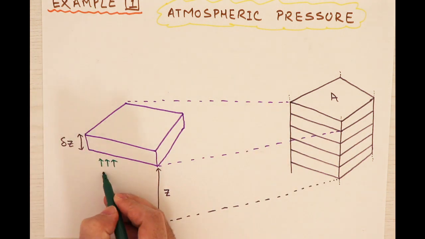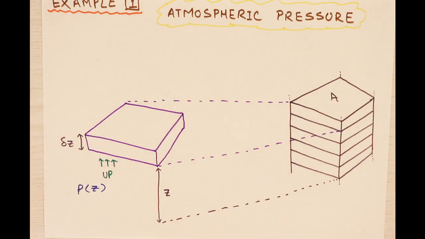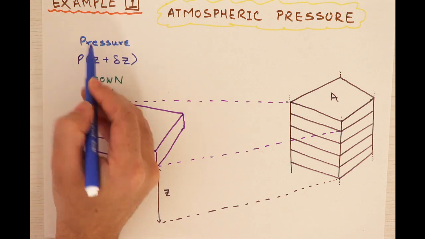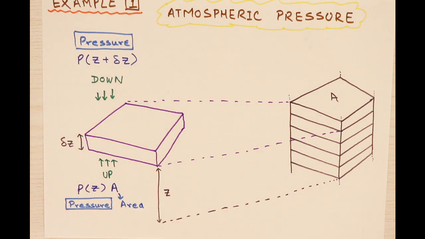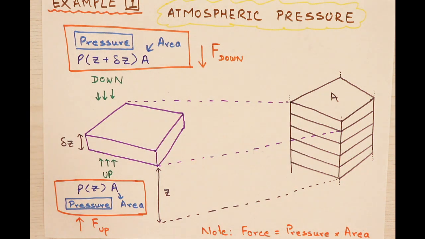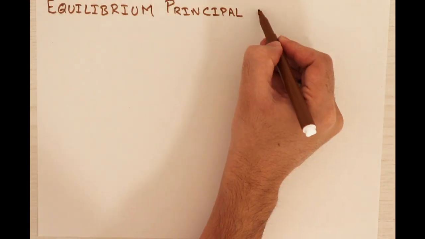Pressure at the lower face of the box will be Pz. Pressure at the upper face of the box will be Pz plus del Z. Now we can calculate force downward as pressure downward times area of the box. Similarly, force upward will be the pressure upward times area of the box. Now let's try to put the equilibrium principle into action.